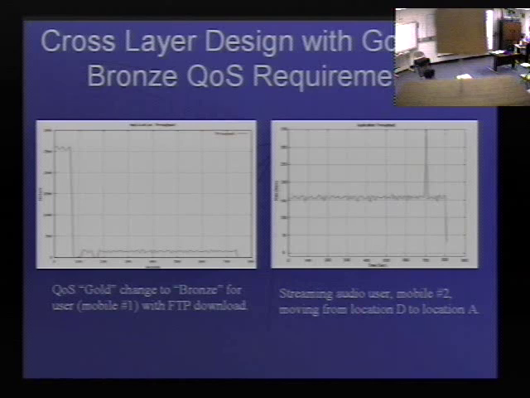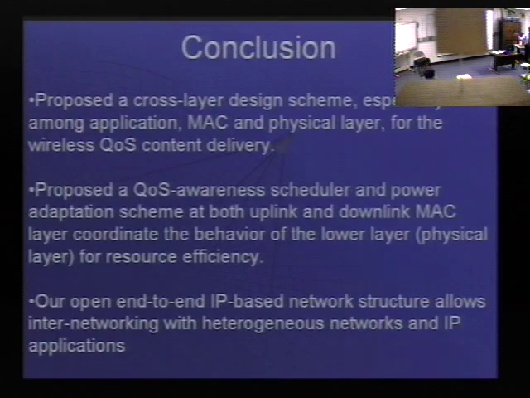Now, if we assign the first user to be a Bronze user and the third one comes in, what happens is this user just comes down to no bandwidth assigned, and the other user grabs all the bandwidth. Meanwhile, the streaming MP3 is just playing. Again, this test doesn't mean to be complete, but it at least shows how this cross-layer management works for the different QoS. So we propose a cross-layer design scheme, especially across the application.